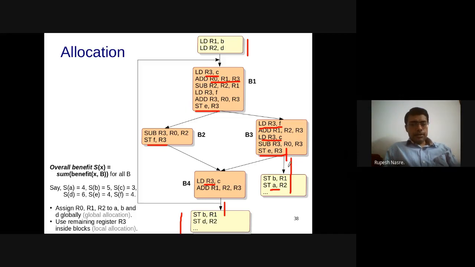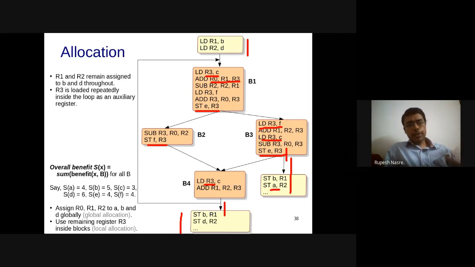All right, so that gives us some way of allocating registers. Then there are numerous different heuristics which we can talk about, and we'll discuss a few aspects of that with respect to spilling. So just to recap, R1 and R2 remain assigned to B and D throughout because that's a global allocation.